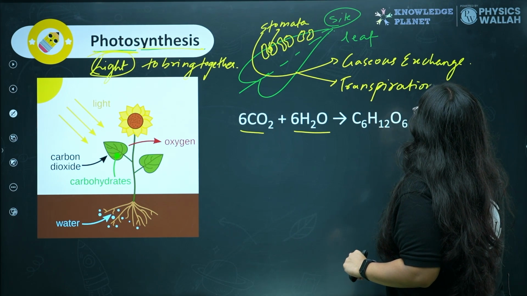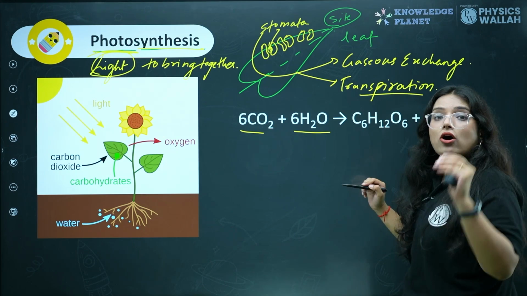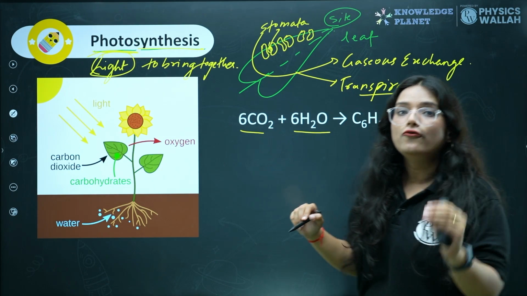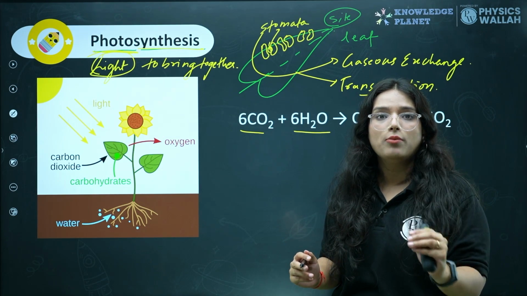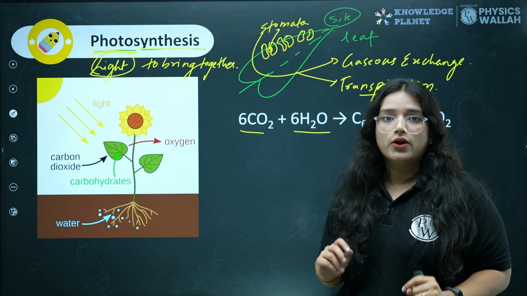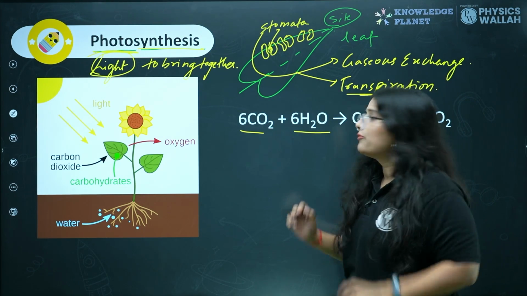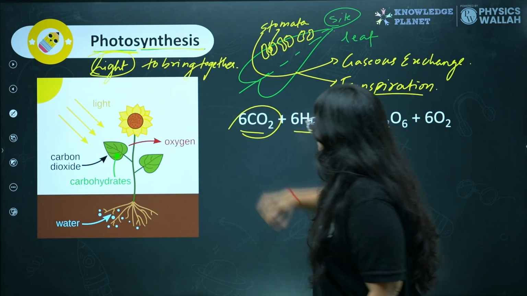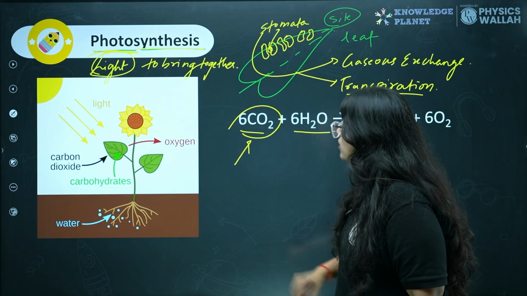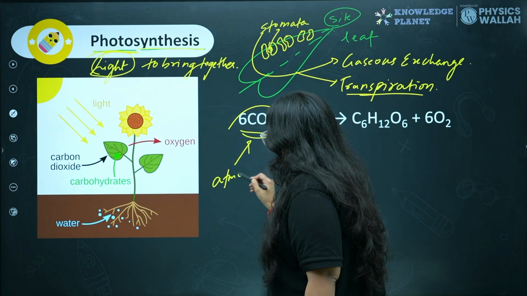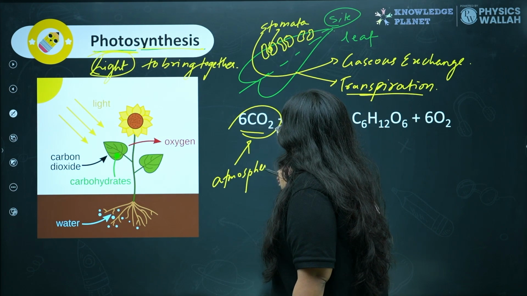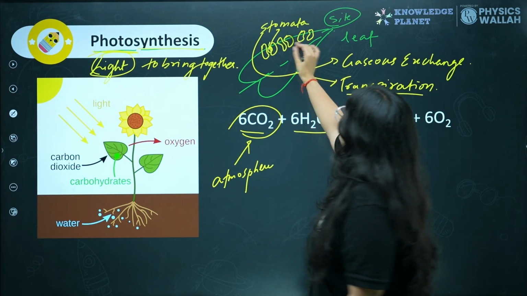What is transpiration? To get rid of the excess amount of water from the plants in the form of water vapor. Okay, this is transpiration. Alright, now, where do we get this carbon dioxide from? This carbon dioxide is received from the atmosphere through the gaseous exchange by the stomata.